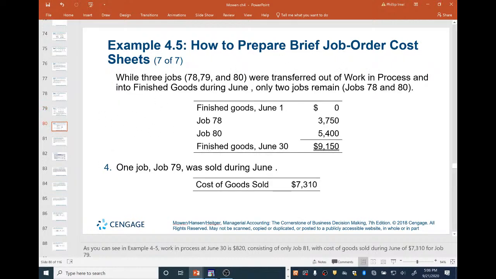While 3 jobs, 78, 79, and 80, were transferred out of work in process and into finished goods during June. So only 2 jobs remain, 78 and 80. So finished goods on June 1 is 0. So 78 and 80, these 2 remain. So obviously finished goods are just those 2 jobs, the total of those 2 jobs, right? Same thing, 1 job, 79, was sold. So we just need the cost of goods sold of 7,310 based upon the cost for that job. So now we're just placing them where they belong, whether cost of goods sold, work in process, or finished goods. Everyone see that?